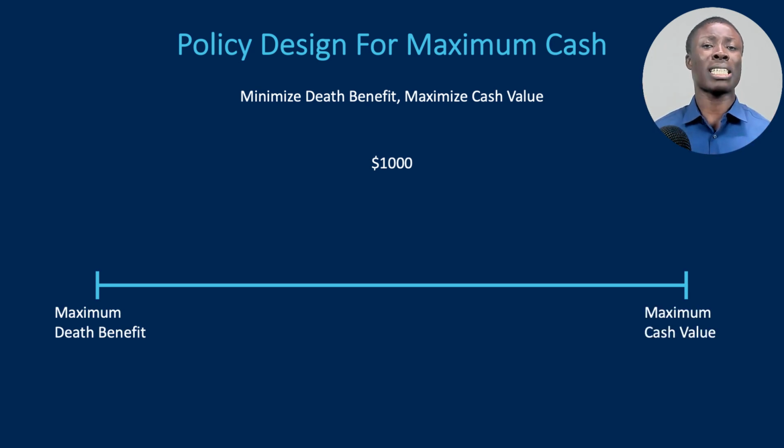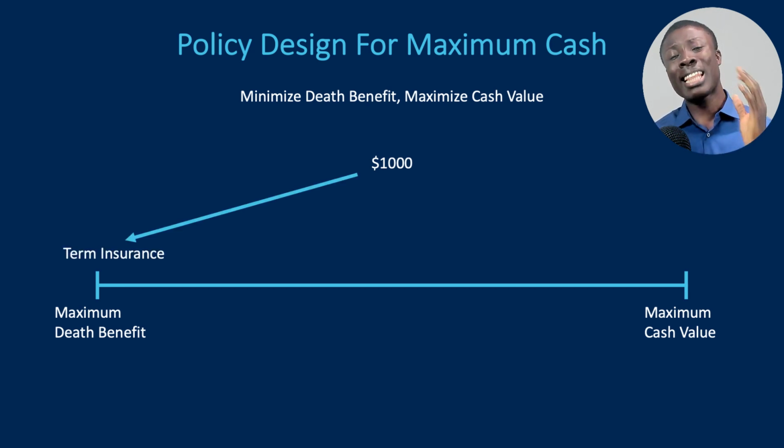When you go for maximum death benefit, this is term insurance. With term insurance, you get the most death benefit for the premium you pay, but it doesn't build cash. Once the term is over, you have to buy a new policy or renew it, which is going to be far more expensive. Because of that, most people don't end up renewing the policy at all.